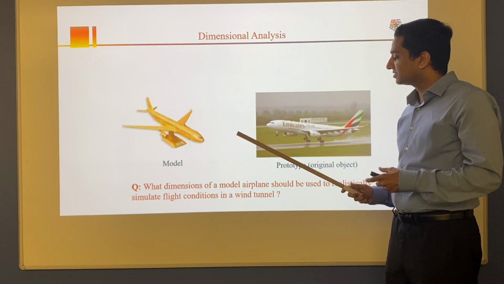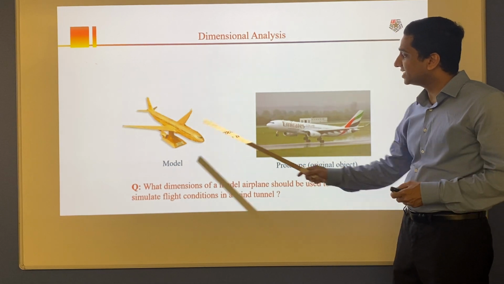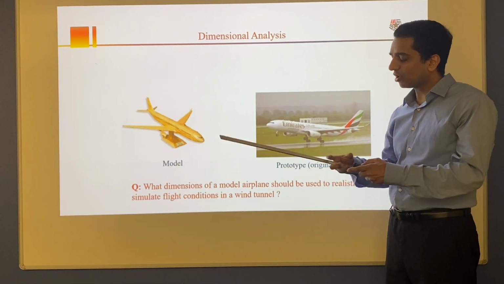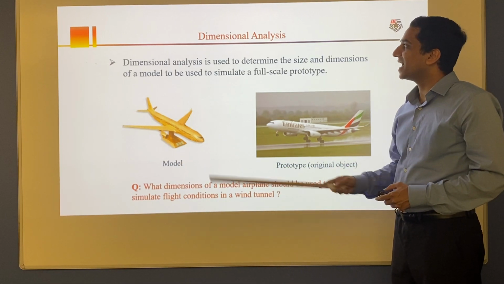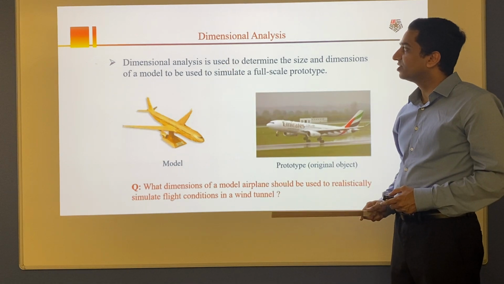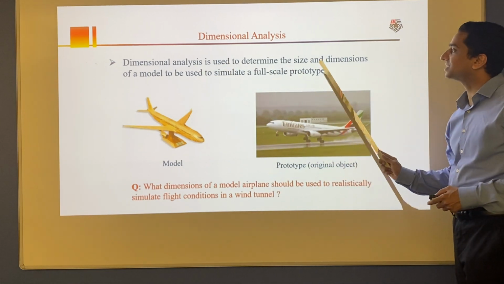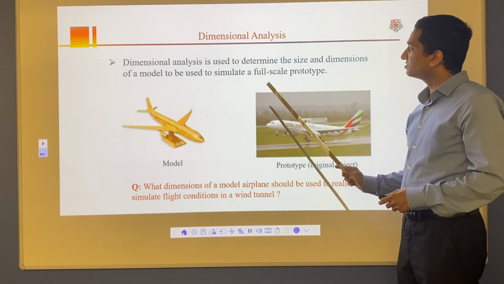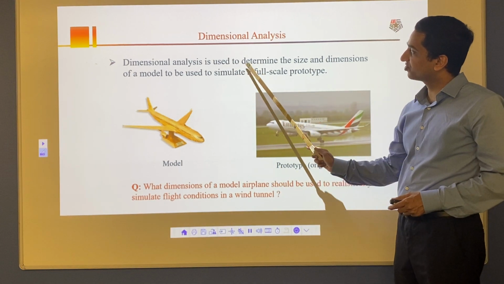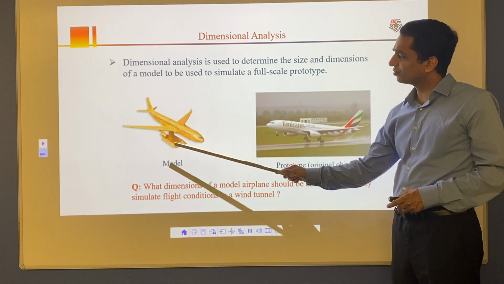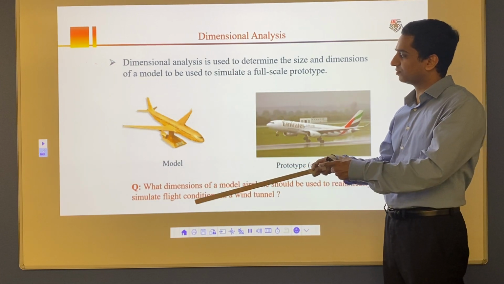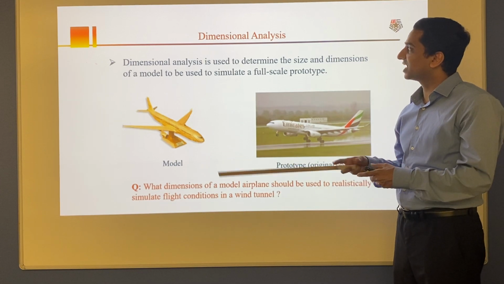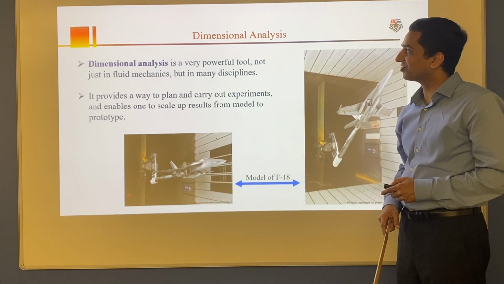The scientific method to do this testing, to do this experiment on a small-size model, is known as dimensional analysis. So dimensional analysis is used to determine the size and the dimensions of a model to be used to simulate a full-scale prototype. So it's a simulation. You are going to build a small car or small ship or a small plane and test it. All that science is known as dimensional analysis.